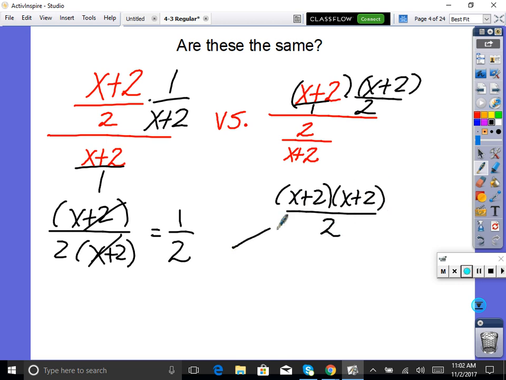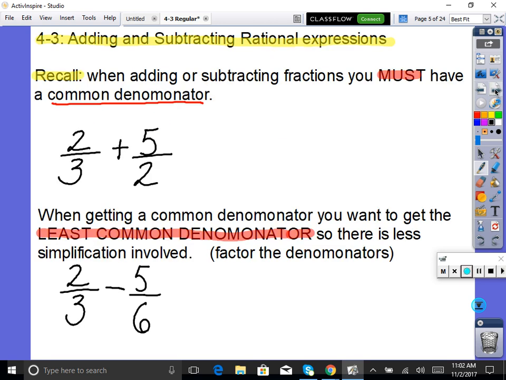That would be an acceptable answer. Also, yes, good point. We could write it as x plus 2 squared over 2. And then we could also write it as x squared plus 4x plus 4. But why multiply it out when you don't have to? All good. You would say they're not the same, looks like. Because, well, look, this is why they're not the same. All good? Okay, let's go on to today's lesson.